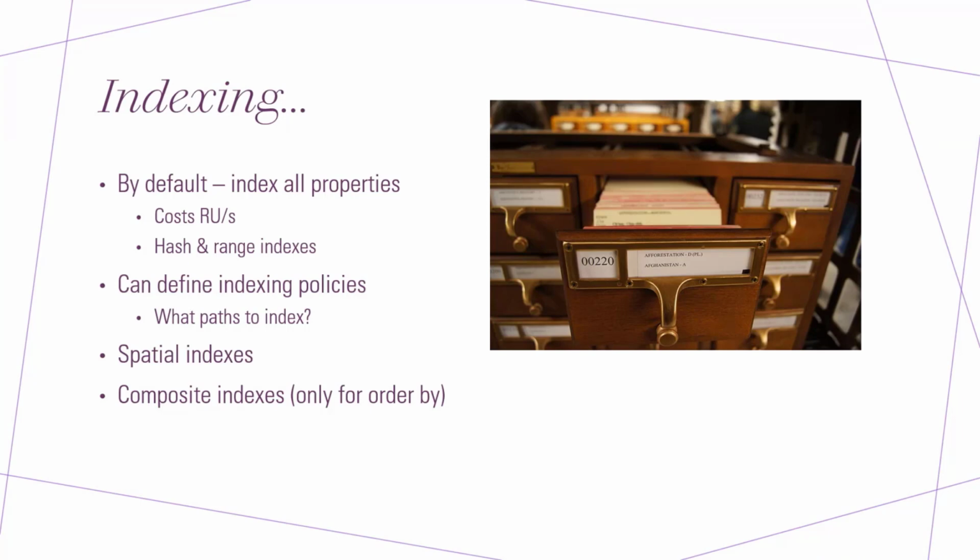So the typical way that you do that is that you have to define indexing policies. What paths do you want to index? Notice that unlike traditional relational databases, you can define composite indexes, but they're only useful for sorting, not for querying. You have the usual hash and range indexes, and something really important, adding an index is something that you can do, but it is costly.